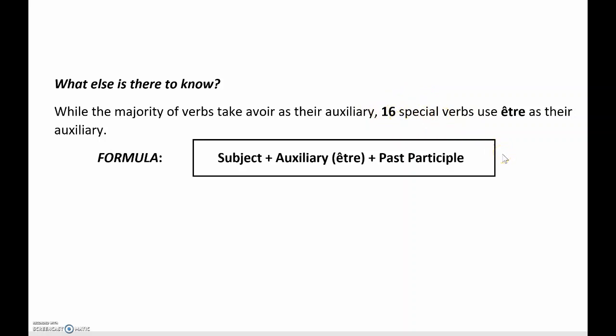Okay, so the formula stays the same. It's still, we have our subject, so that's the je, tu, il, elle, whoever we're dealing with. Then we have our auxiliary, and then we have our past participle. The only huge difference is that être is the auxiliary for these 16 special verbs that we're putting in the past tense. Okay, so the formula stays the same. There's just a few little tweaks depending on the verb that we're putting into the past tense. So let's learn what these 16 special verbs are so that we know that if we see them, we can use être as the auxiliary instead.